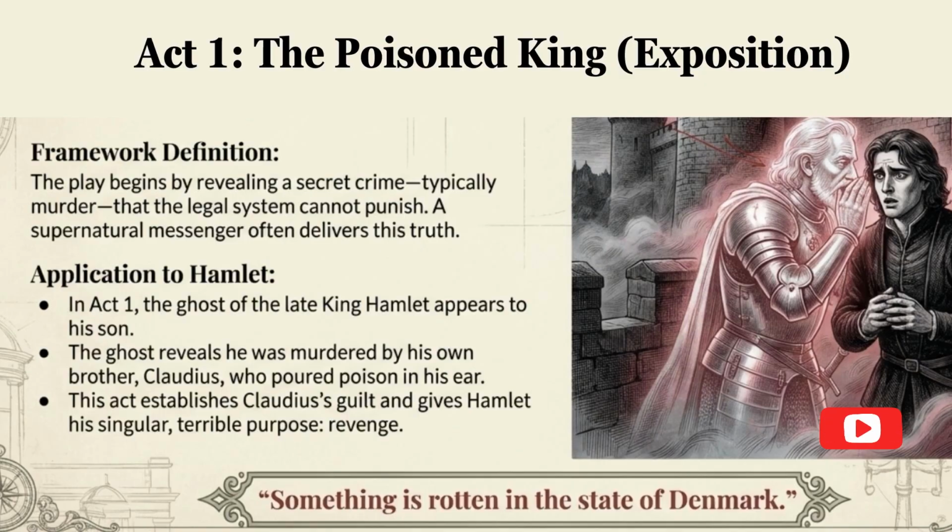The line, "Something is rotten in the state of Denmark," is spoken by Marcellus to Horatio in Act 1, Scene 4. It is a very important MCQ.